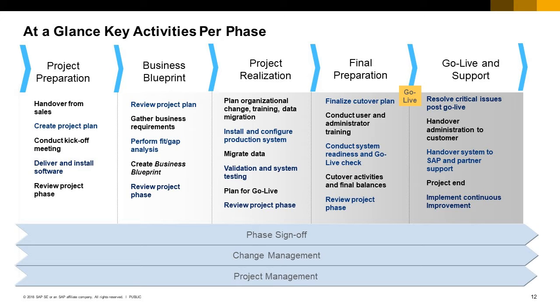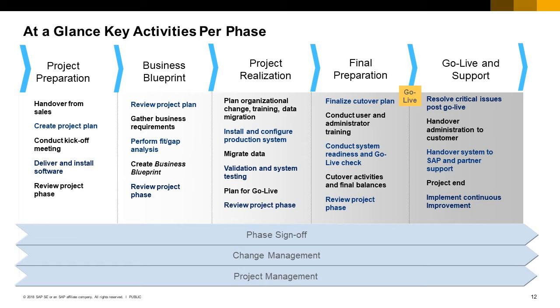Project preparation. The focus is on providing a smooth transition from the sales cycle. The implementation team may not have participated in the sales cycle, so it is important to have a detailed handover from sales. The other focus is building a relationship with the customer. The major deliverable is the software. The SAP Business One software is delivered and installed, marking the contractual start of the project.